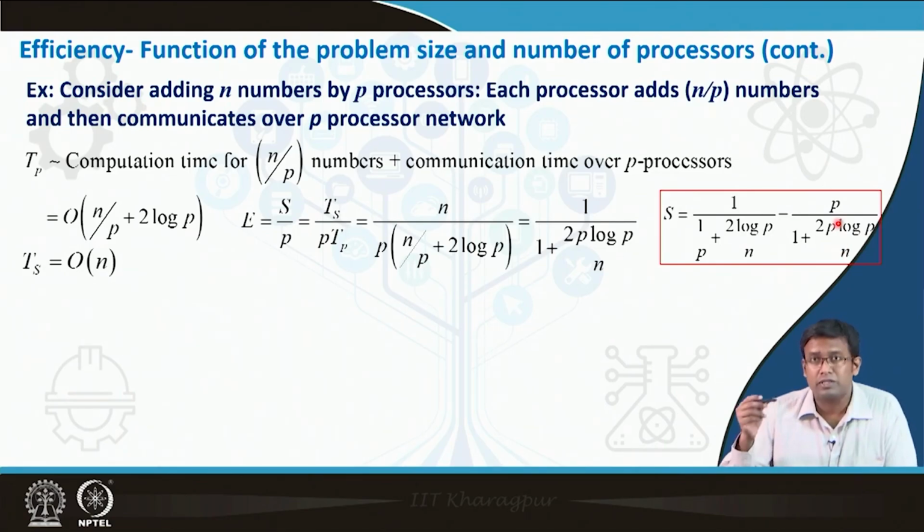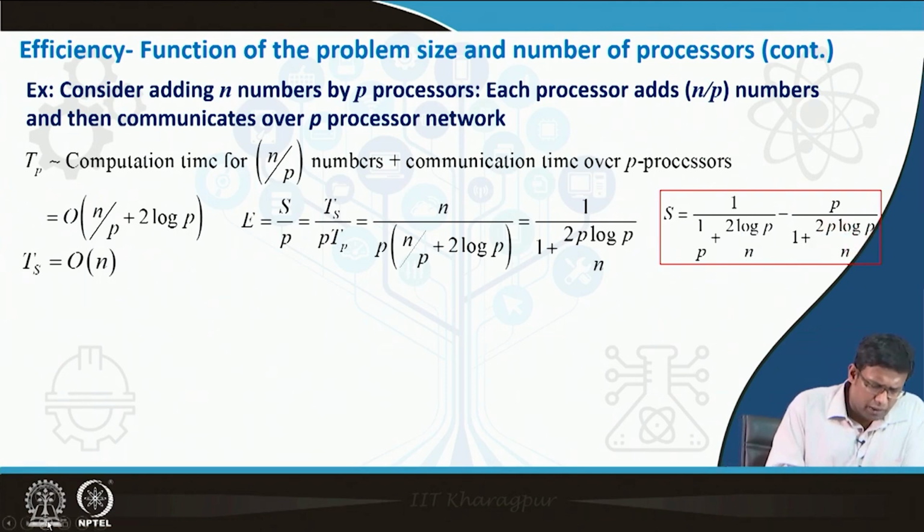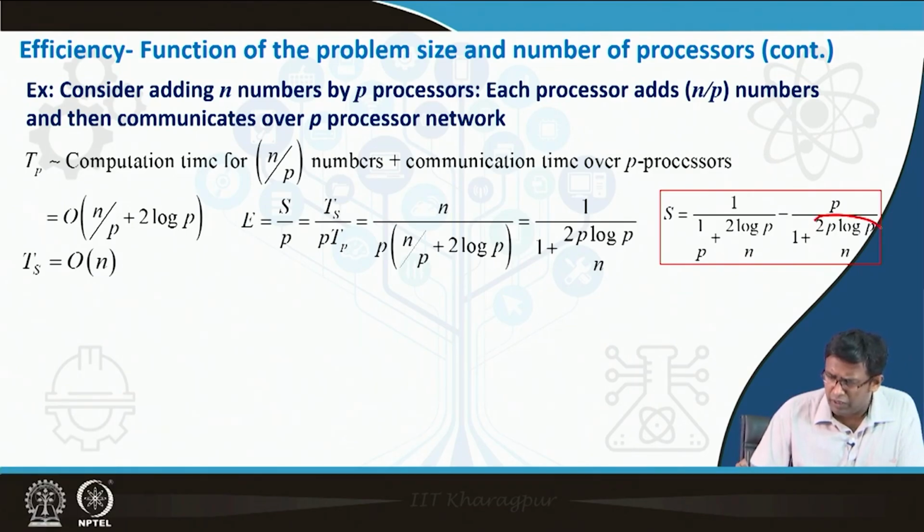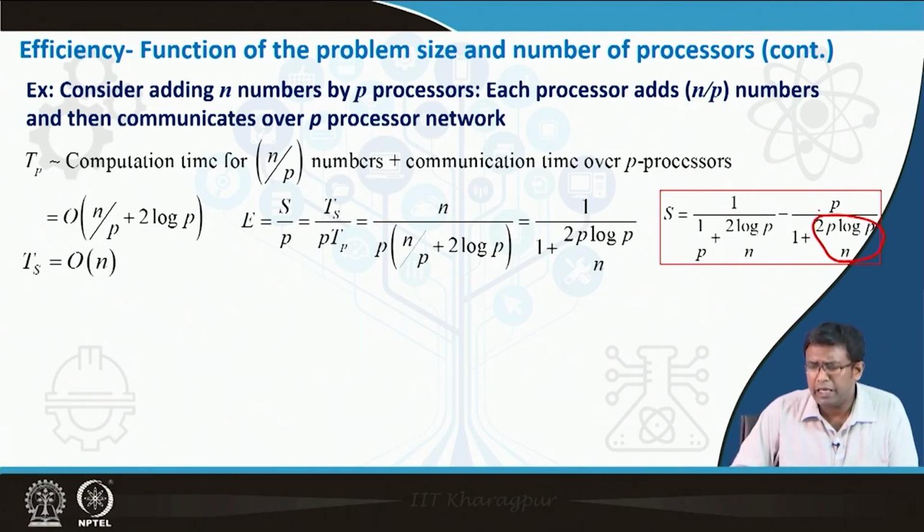We have not considered load balancing overhead, we are only considering the communication overhead, because this is a completely load balanced problem. So this 2P log P term is the overhead term here. In case this overhead becomes 0, speedup is equal to P, a perfectly scaled system, and efficiency is equal to 1. When can this overhead be 0?